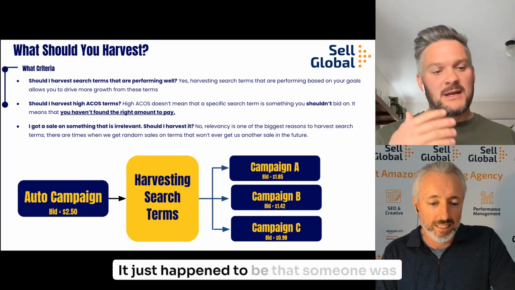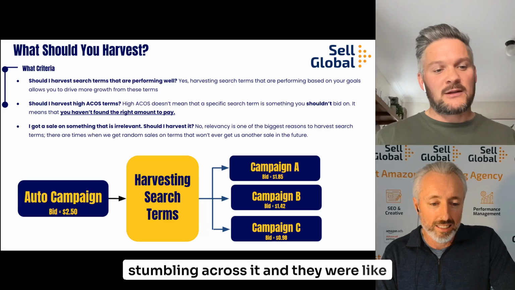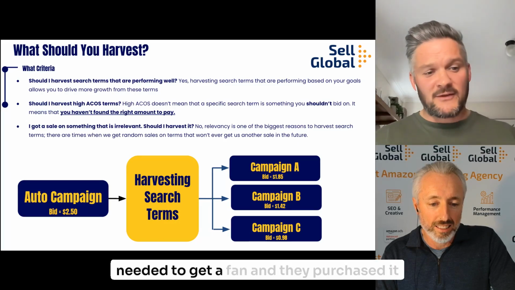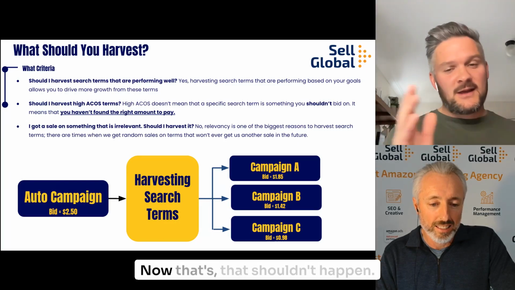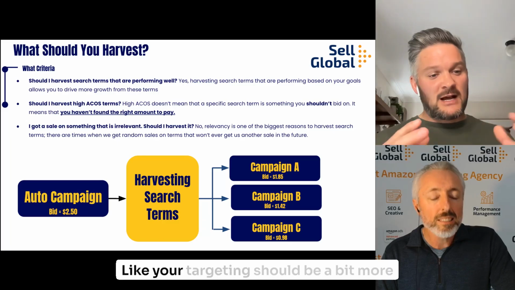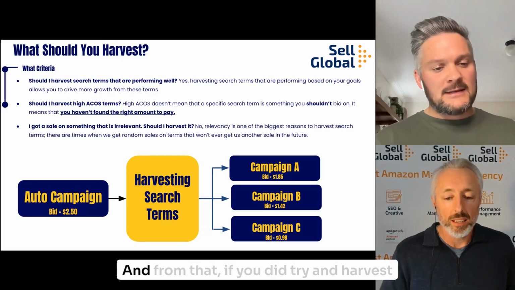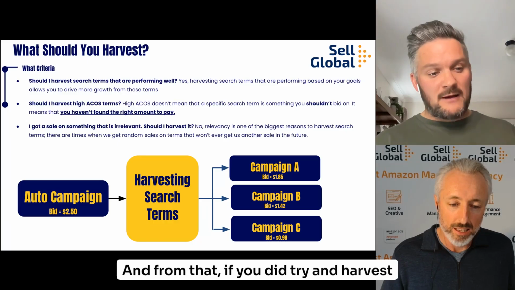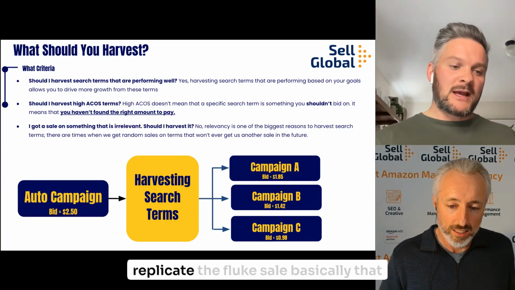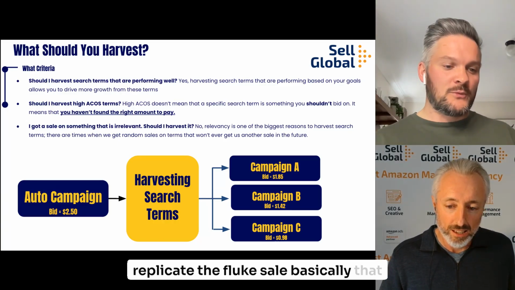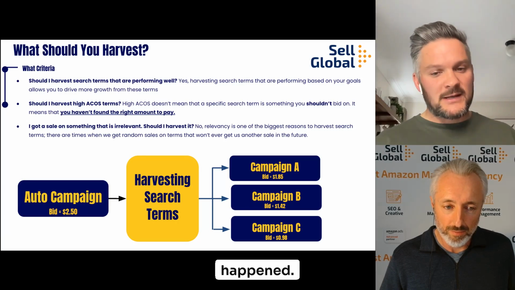It just happened to be that someone was stumbling across it and looking at snacks, and then they thought, oh, that's right, I needed to get a fan, and they purchased it at the same time. Now, that shouldn't happen. Your targeting should be a bit more cleaned up than that, but every now and then it does happen. And if you did try to harvest those things, you wouldn't be able to replicate that fluke sale that happened.